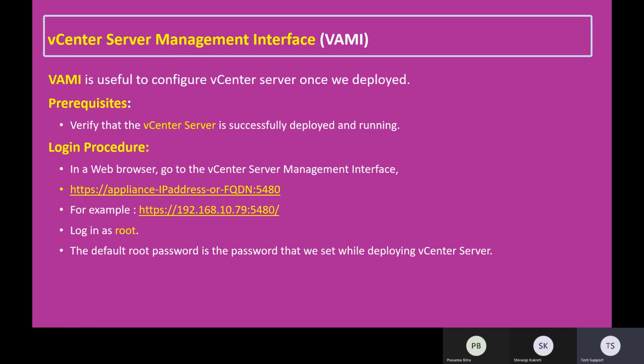Even during our vCenter installation, we observed it's a two-stage installation. Once stage 1 is completed, to do the stage 2 configuration setup, we need to log into the VAMI page only. For the VAMI page, we need to provide the vCenter server IP address or host name. The host name we can also call the FQDN, fully qualified domain name, followed by a colon and port number 5480.